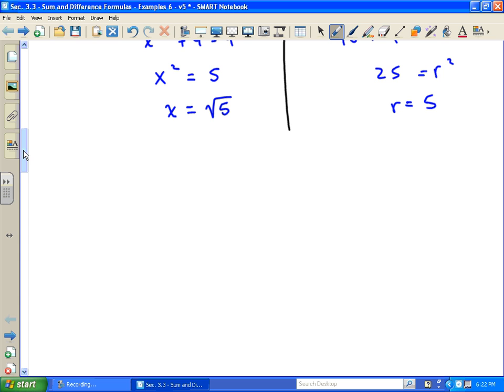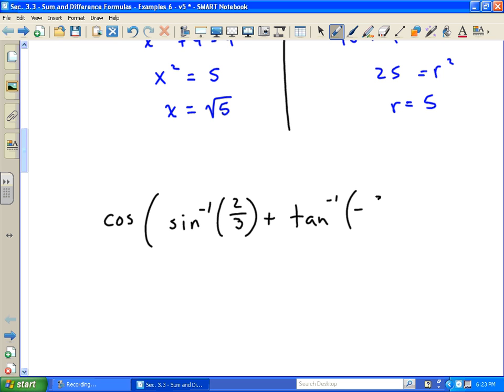Let me copy down my original problem. My original problem was I need to find the exact value of cosine of sine inverse of 2 over 3 plus tangent inverse of negative 3 over 4. Let me also pull down the two triangles that I found.